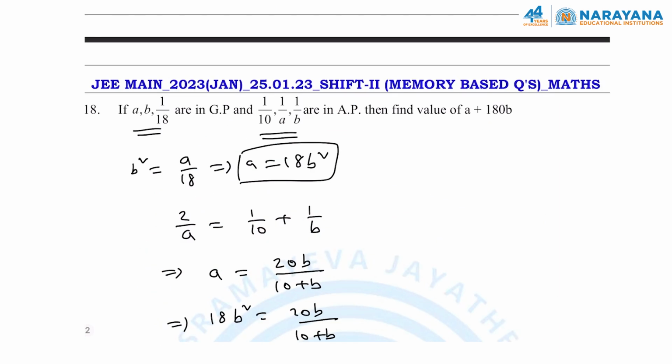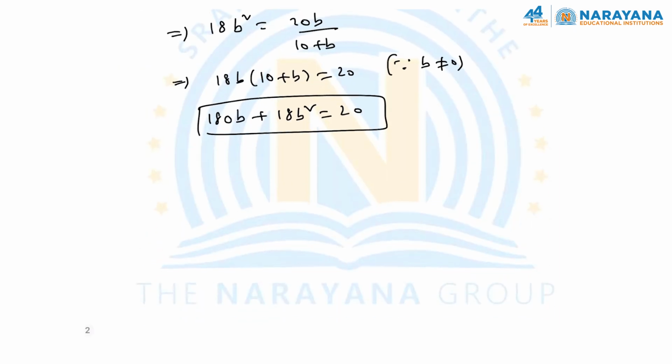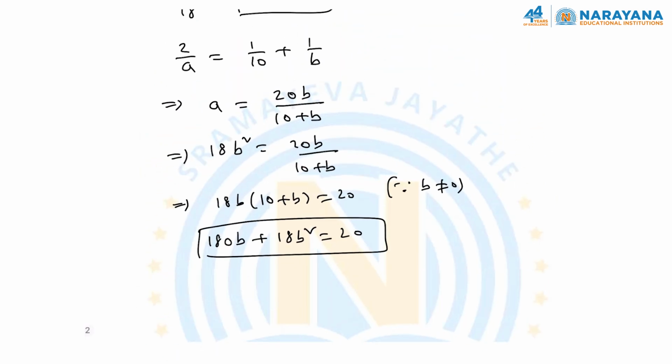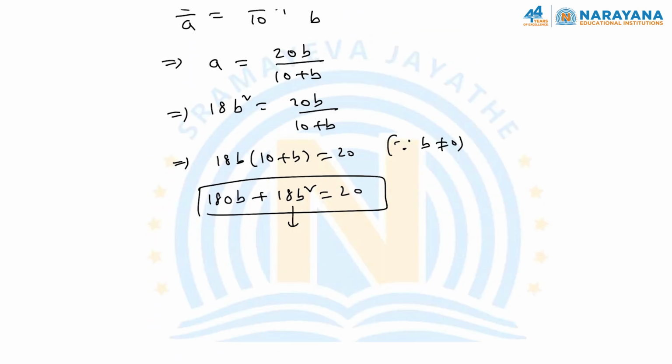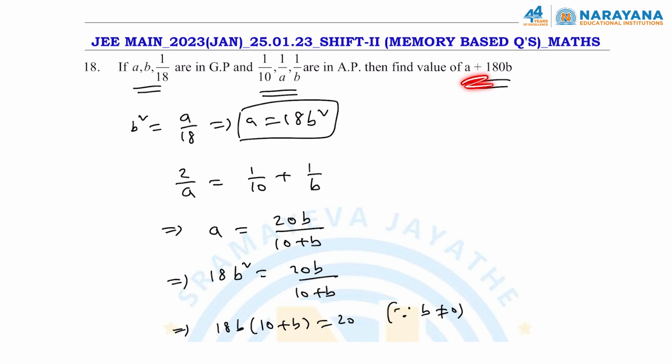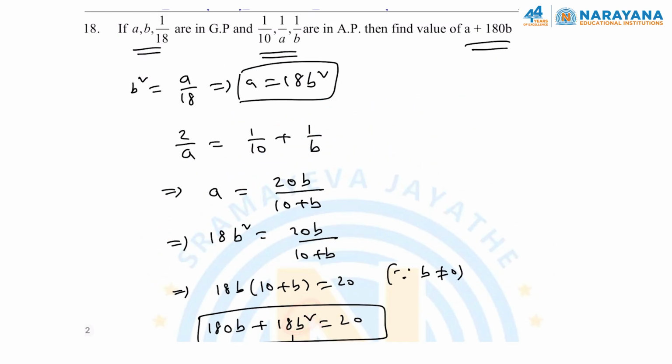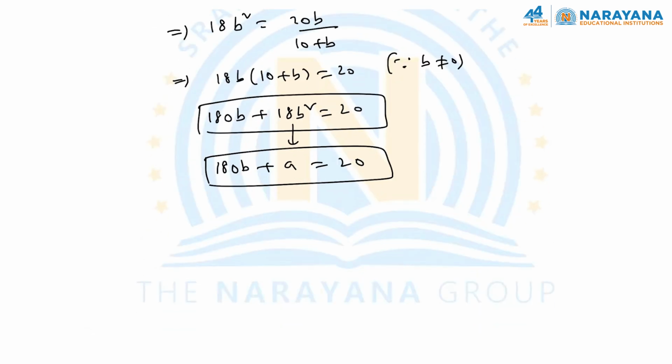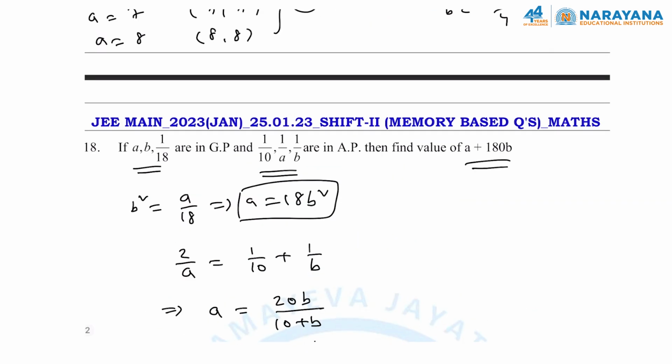Now what he is asking in the question is a plus 18b. So this 180b plus 18b square, where 18b square is nothing but a, so 180b plus a equal to 20. So this is what he is asking, a plus 180b, because 18b square we can replace with a from the GP condition. So 180b plus a equal to 20. 20 is the answer.